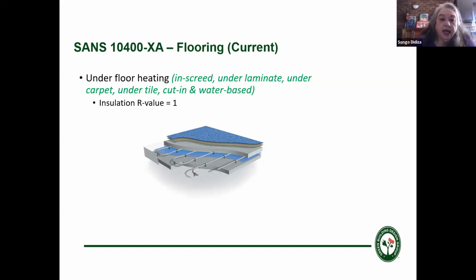So if you look at, as I said, the current 10400XA says the only time you have to insulate flooring is for underfloor heating. And then you have to have an insulation with R value of 1. As I say, we'll go into how to check R values and see what's what.